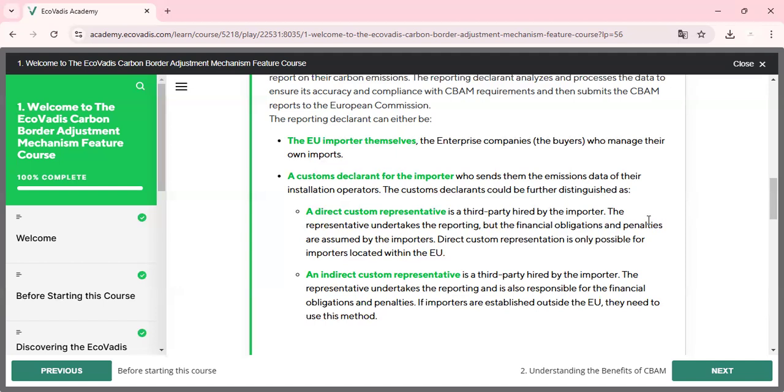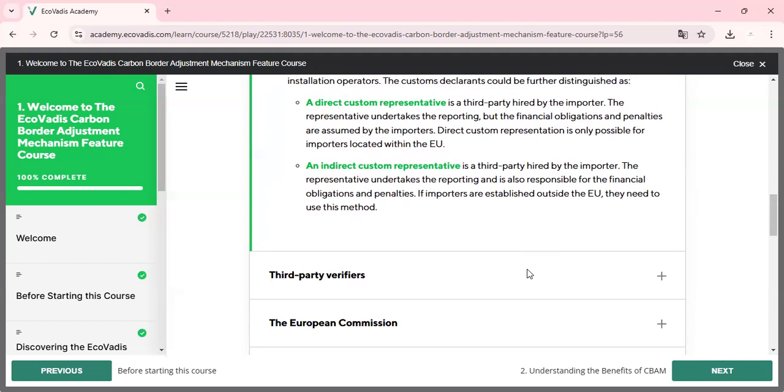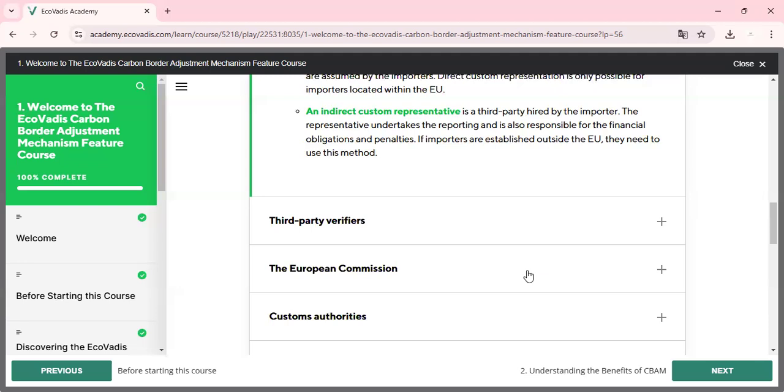An indirect customs representative is a third party hired by the importer. The representative undertakes the reporting and is also responsible for the financial obligations and penalties. If importers are established outside the EU, they need to use this method.